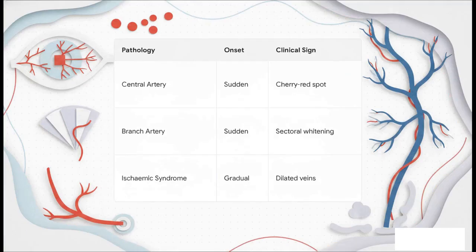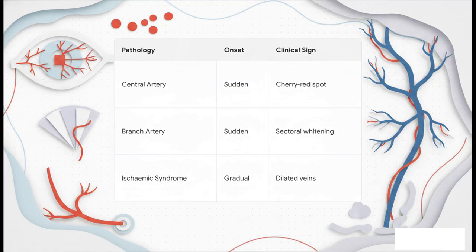So the real crucial takeaway here is that the specific vessel that gets blocked perfectly dictates what you see in the clinic. If it's a central retinal artery occlusion, it's sudden, it's a total inner retinal block, and you get that cherry red spot with sudden painless vision loss. Now, if it's a branch retinal artery occlusion, well, only one arteriole is blocked, so you just get a sectoral, kind of pizza slice-shaped area of whitening.